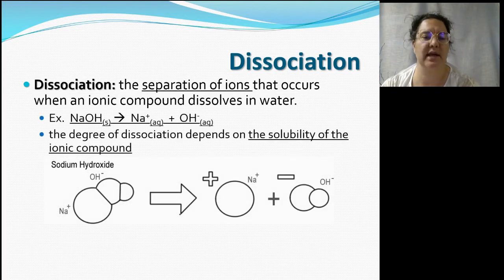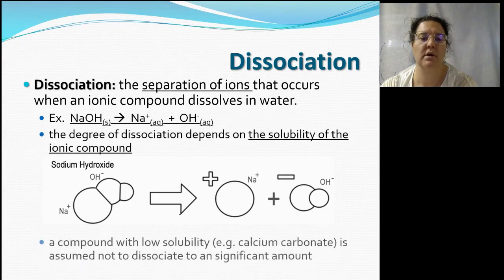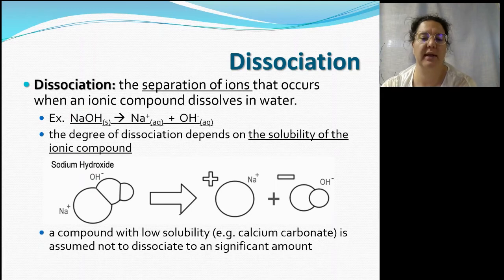Dissociation is the process that happens when an ionic compound dissolves in water. So that sodium hydroxide or sodium chloride molecule will break up into its cation and anion components. And the degree of dissociation depends on the solubility of the ionic compound. So a compound with low solubility, like calcium carbonate, is assumed not to dissociate to any significant amount. However, sodium chloride will dissolve.